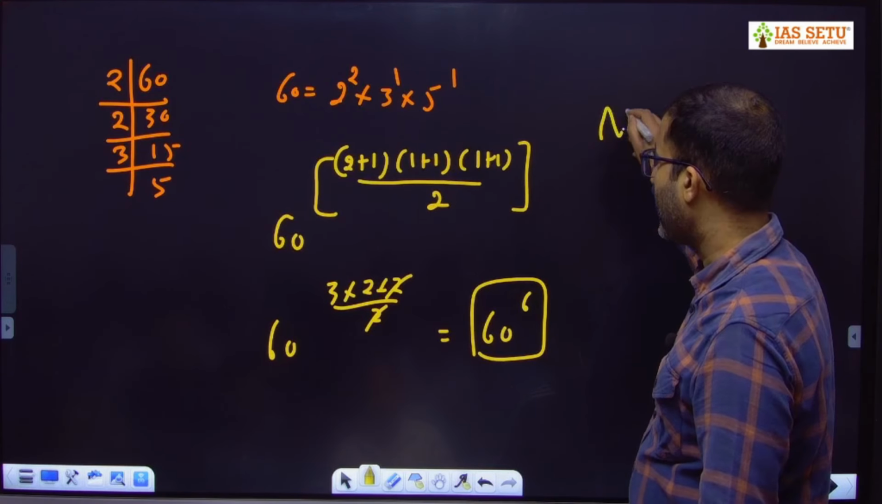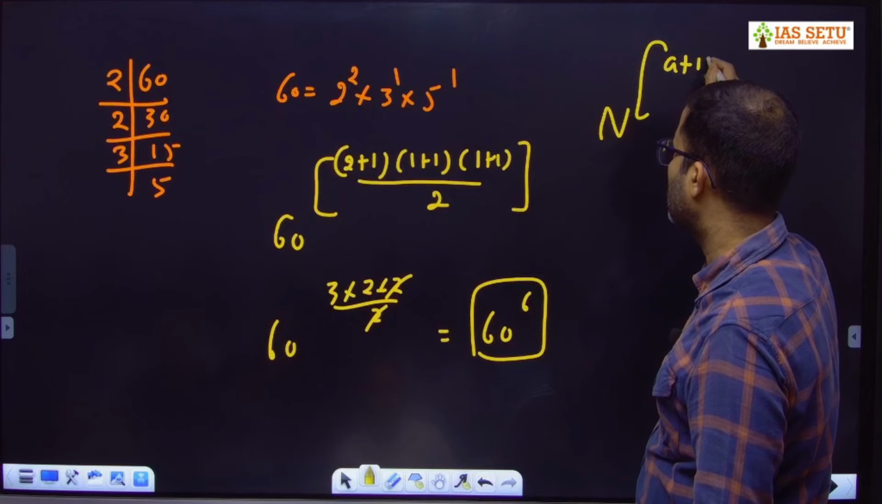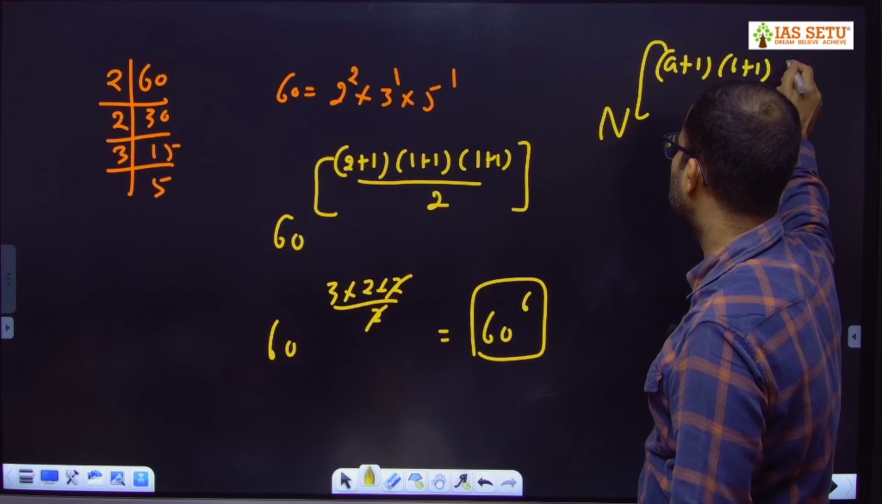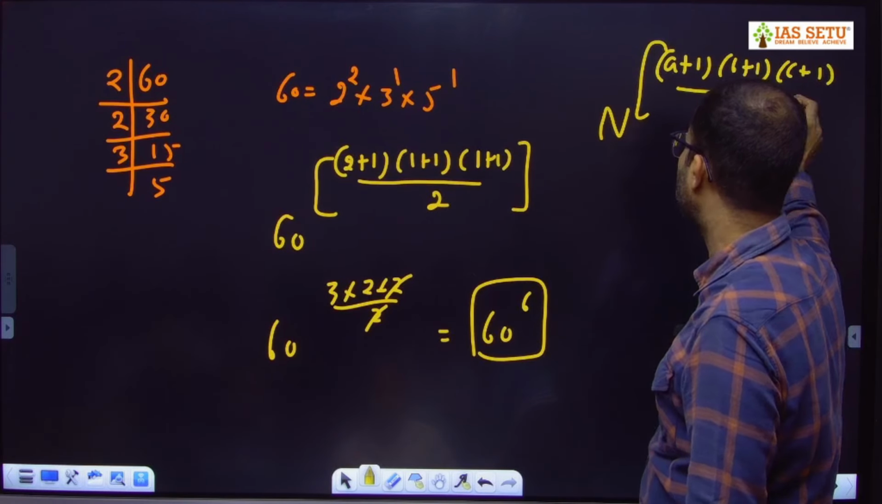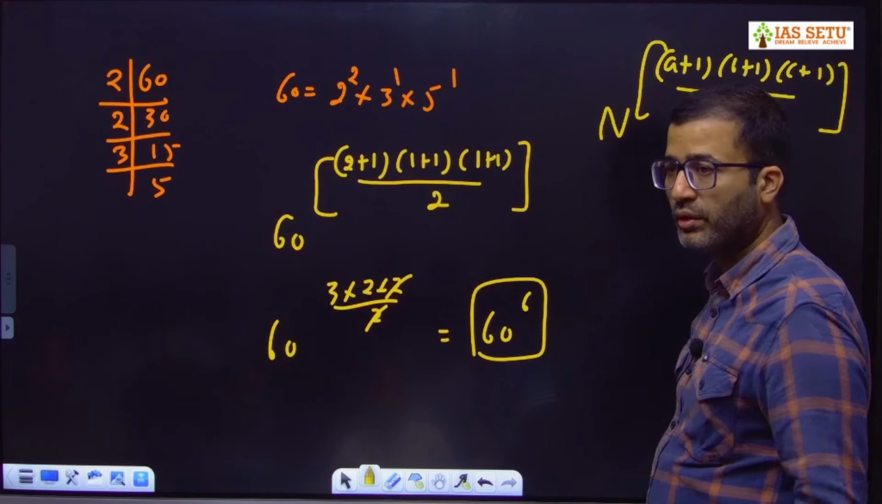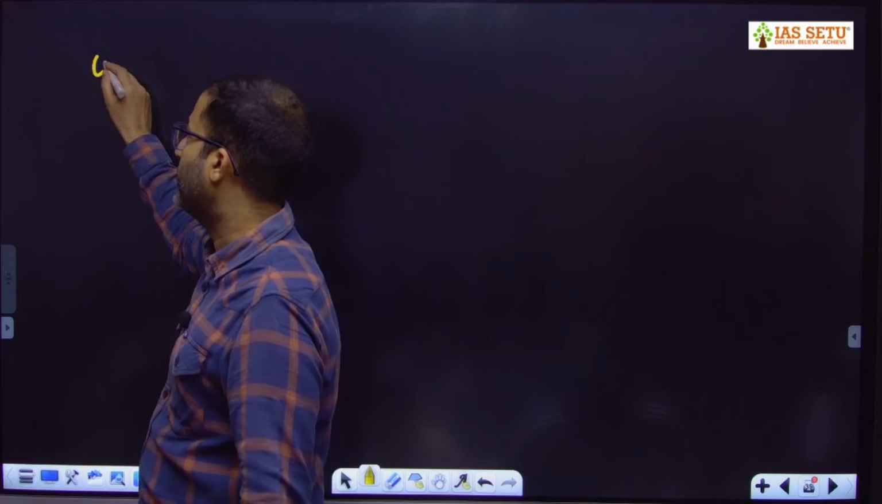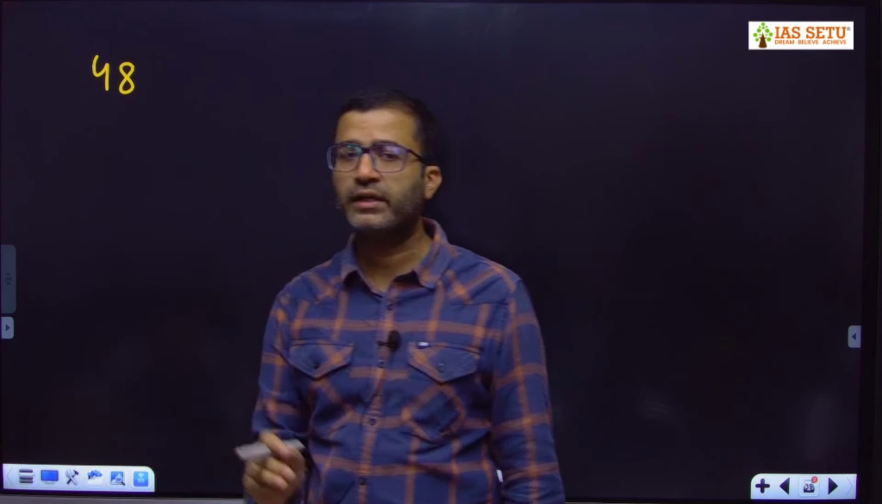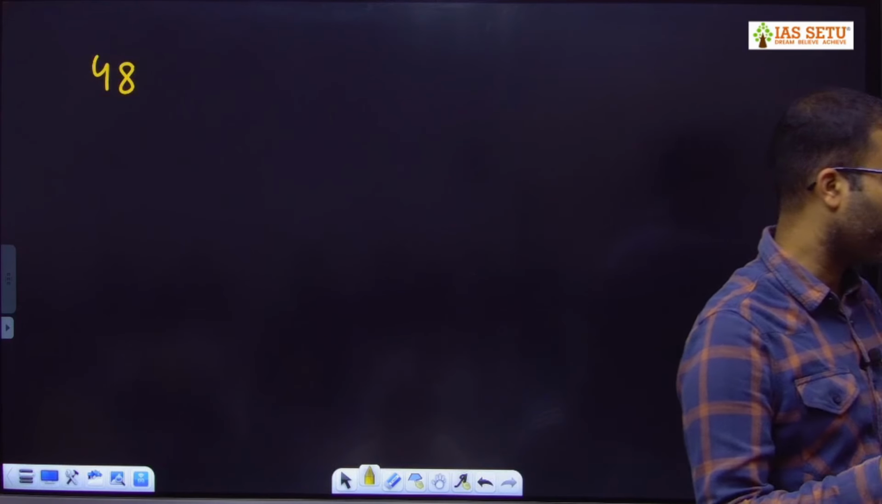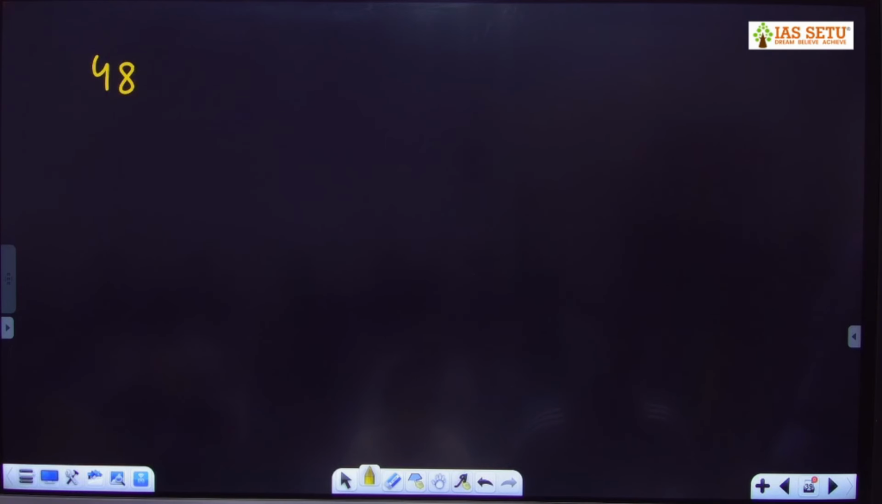I repeat, n to the power (a plus 1) into (b plus 1) into (c plus 1). Put the values, you get the answer automatically. Now you try two questions. Go slow, step by step. 48. Find the product of the factors of 48.